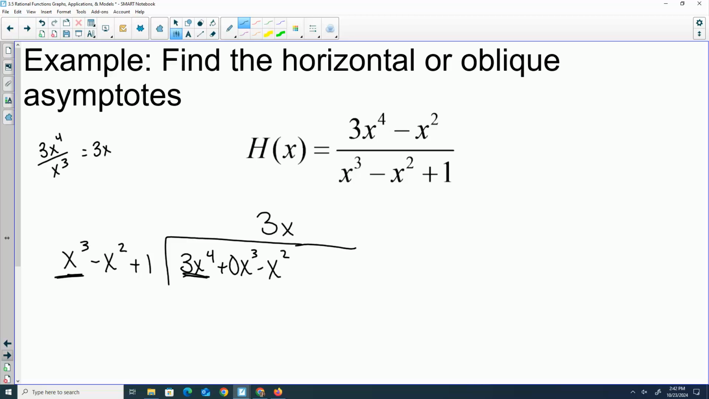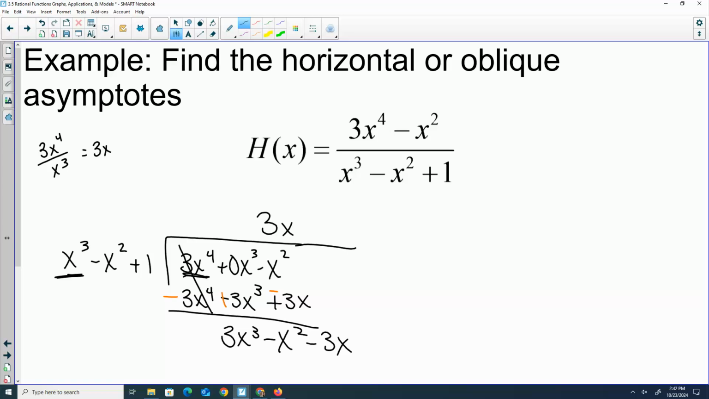Now we take 3x times all this. You guys remember doing this on our last test and quiz? So 3x times x cubed, 3x to the 4th. 3x times x squared, negative 3x cubed. 3x times 1 is a 3x. What do I have to do with all these signs? Change them. Okay. Positive 3x to the fourth and negative 3x to the fourth cancel. 0x cubed plus 3x cubed is 3x cubed. These aren't like terms, so I'm just going to bring it down. Negative x squared minus 3x.